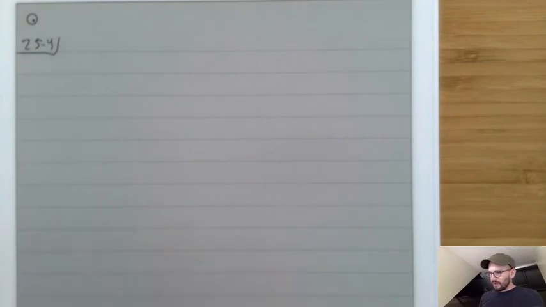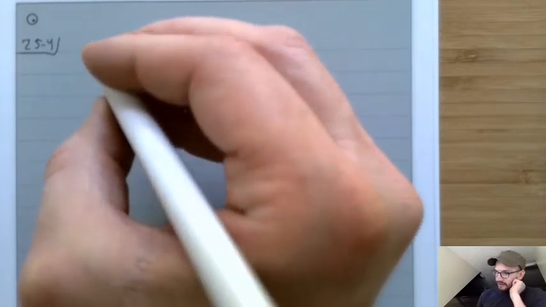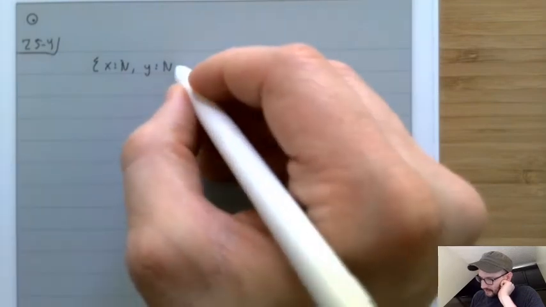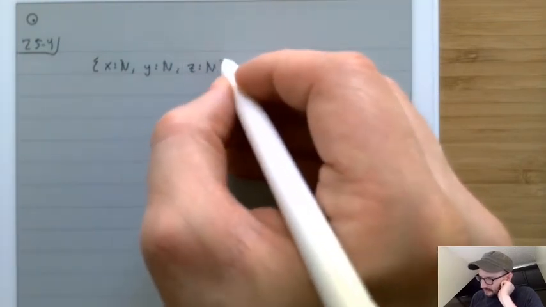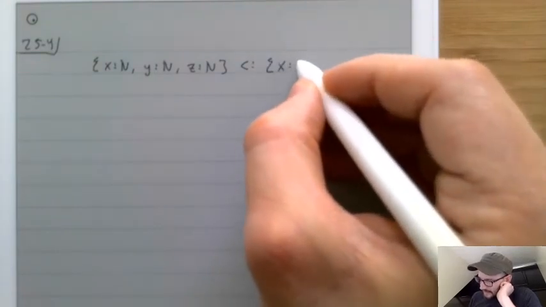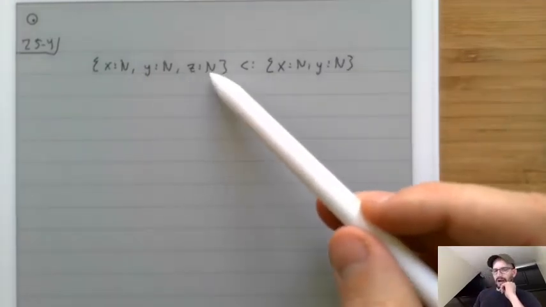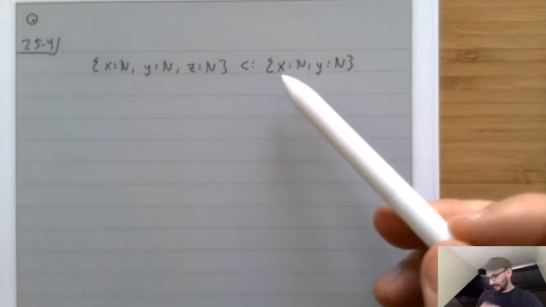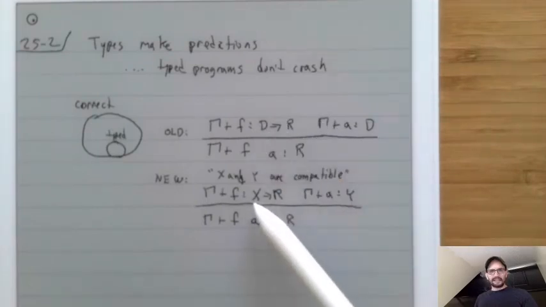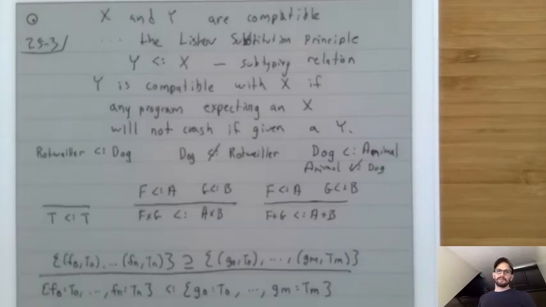So we want to know whether or not X number, Y number, Z number is compatible with X number, Y number. Because notice that this is the Y and this is the X. If we go back to our function application rule, it says that X is the given type and Y is the one that you're actually trying to call it with.